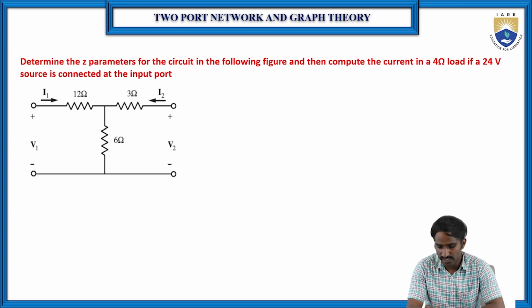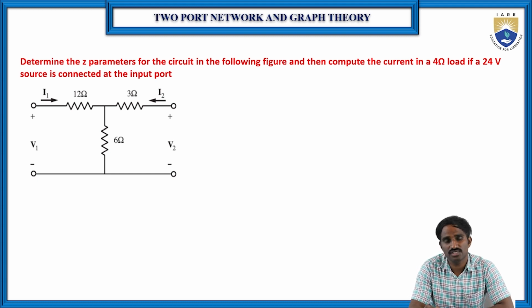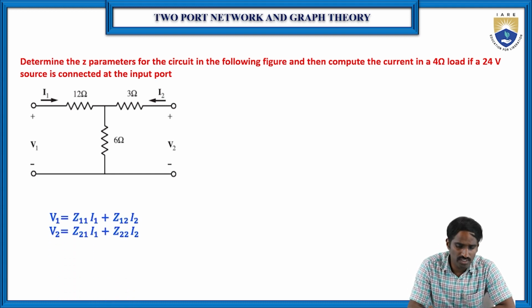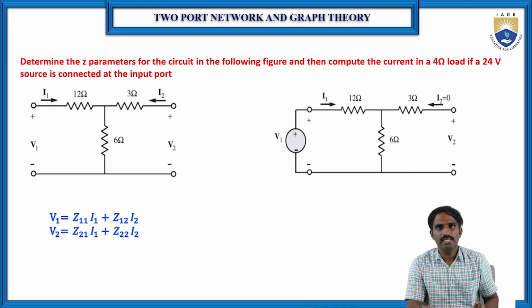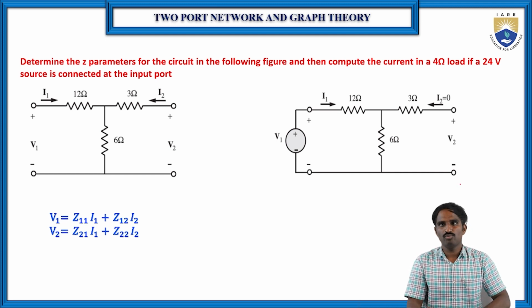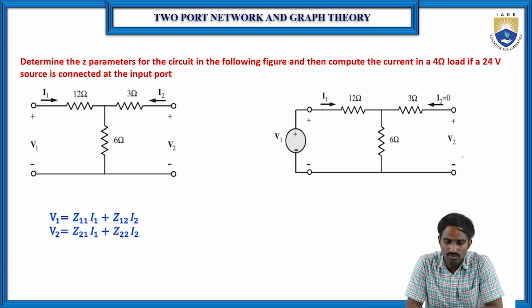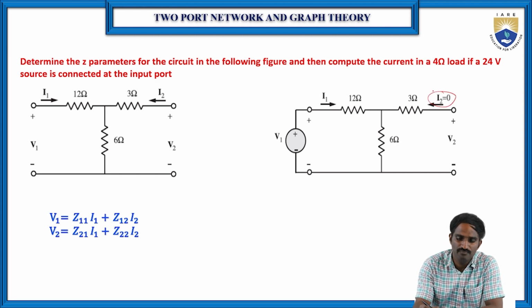So first let us find the open circuit parameters, which are the Z parameters. As we know, the equations for the Z parameters, which means the voltage equations in terms of the current, are V1 is equal to Z11 I1 plus Z12 I2, and V2 is equal to Z21 I1 plus Z22 I2. First let us consider only the input side, by making the output an open circuit. If you make the output an open circuit, then I2 is equal to 0.